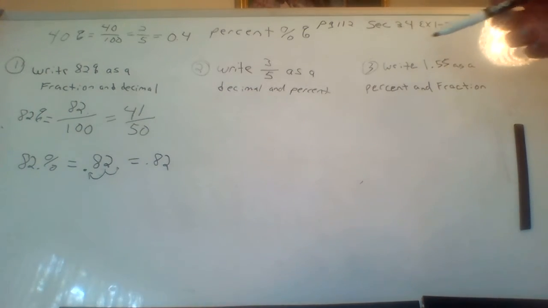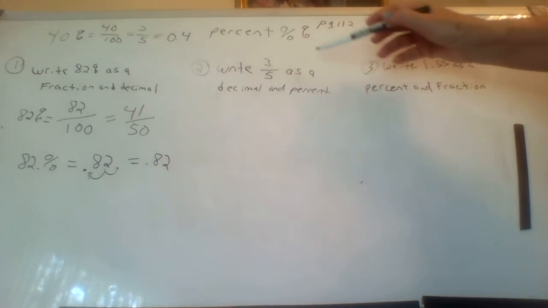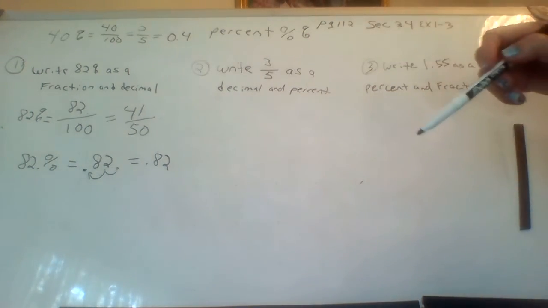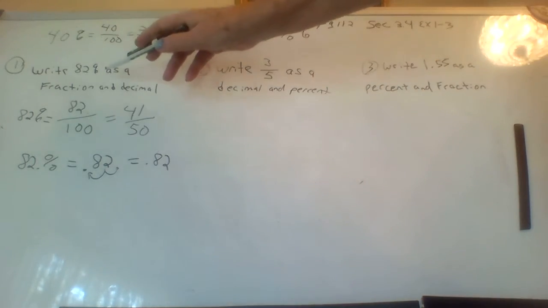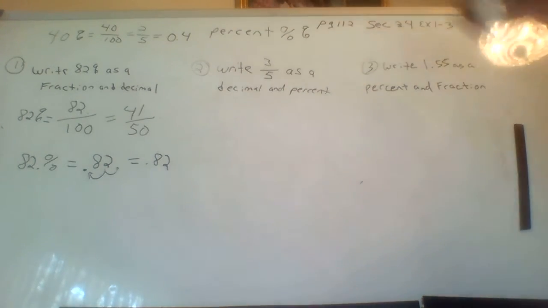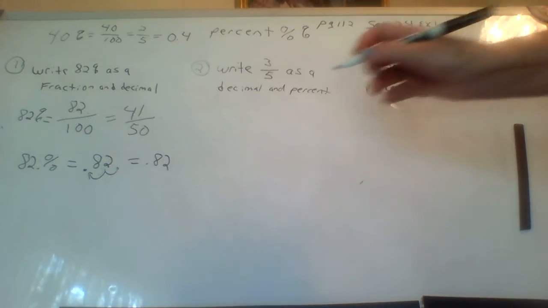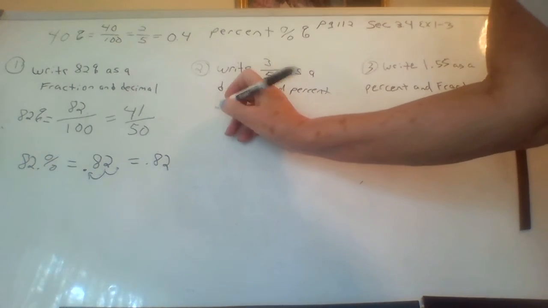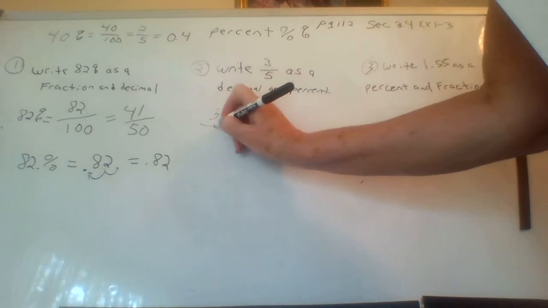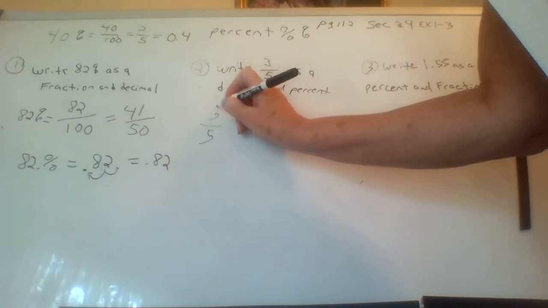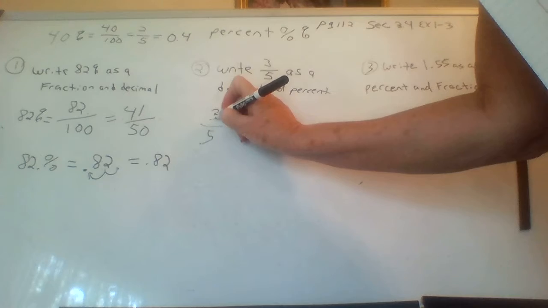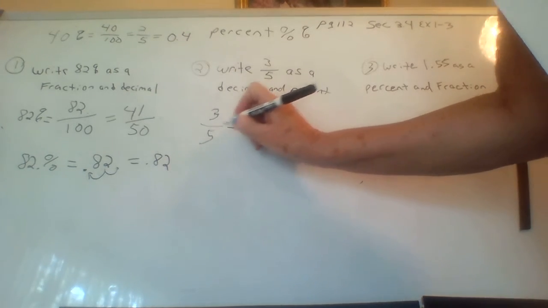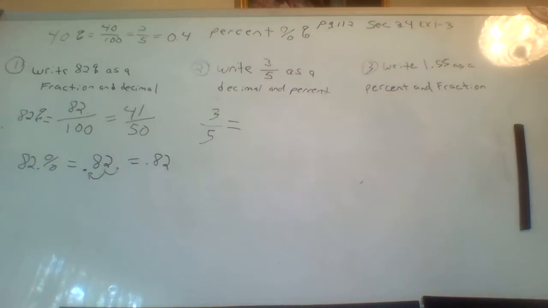Now on example 2, it says write 3/5 as a decimal and a percent. So here they gave you the percent. Here they're giving you the fraction. So to write 3/5 as a decimal, I don't know if you could see that. My marker doesn't want to work today. There we go. So 3/5 as a decimal.